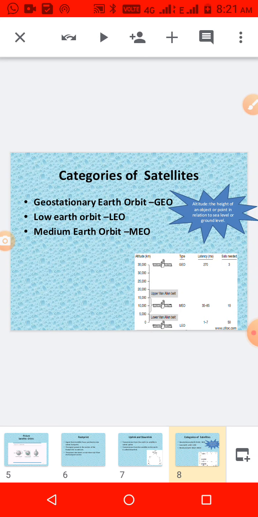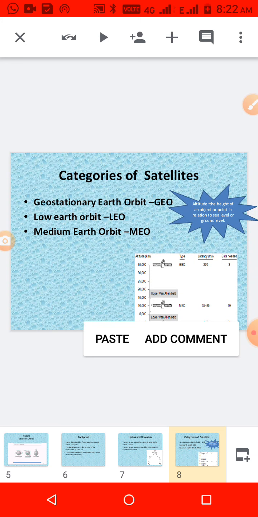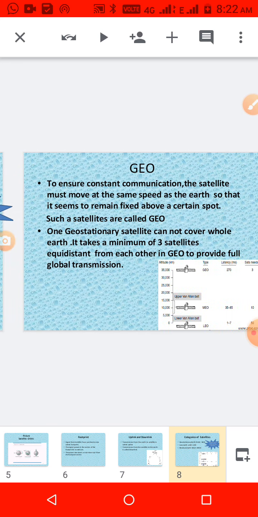Then medium earth orbit is MEO. It is placed between the lower Van Allen belt and the upper Van Allen belt. And then there is the geostationary orbit. Its height is around 35,000 km from the earth. I have given the definition on the right side. Altitude is the height of an object or point in relation to sea level or ground level.